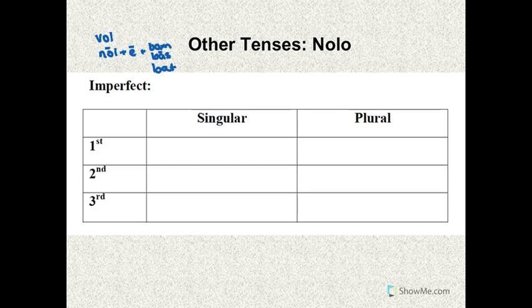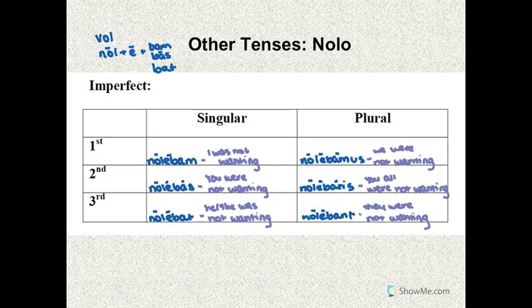Alright, I want you to try and conjugate Nolo on your own in the imperfect tense, and don't forget to include translations. In a few seconds, I'll put it on the screen. Okay, we have Nolebam, I was not wanting; Nolebas, you were not wanting; Nolebat, he or she was not wanting; Nolebamus, we were not wanting; Nolebatis, you all were not wanting; and Nolebant, they were not wanting.